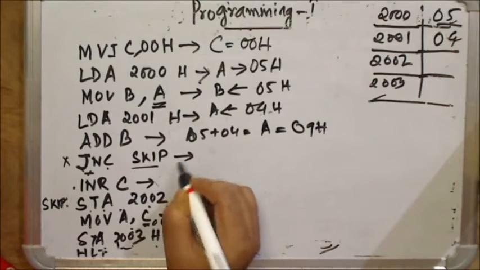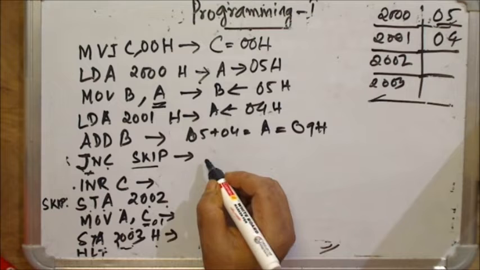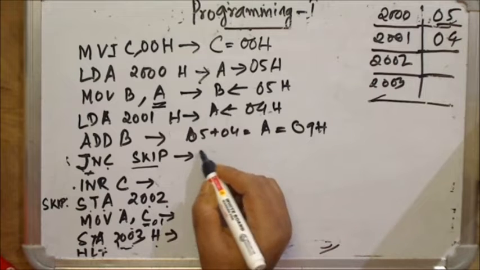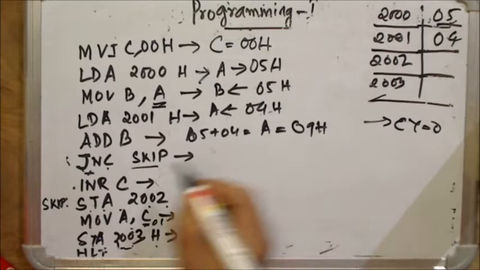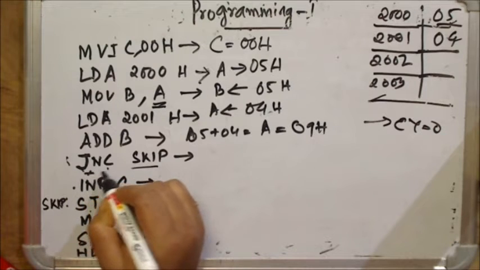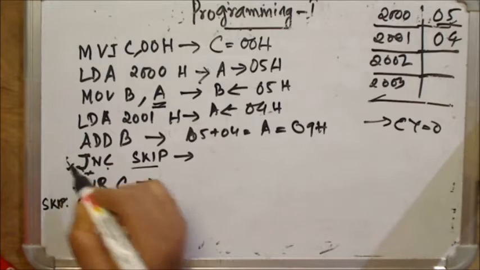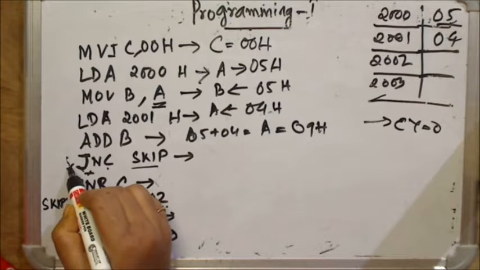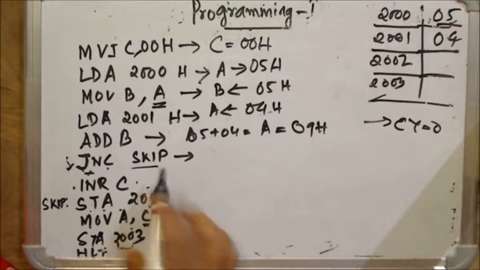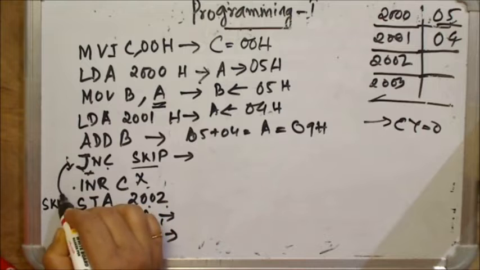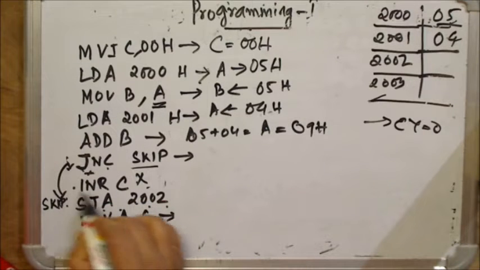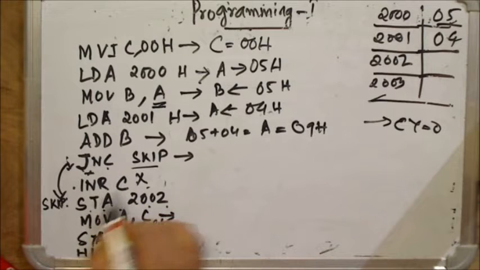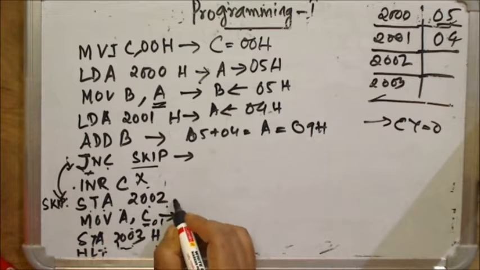Okay. JNC, it will check the carry flag now, whether the carry flag is 0 or 1. See, here the carry flag is 0, right? Carry is not set, so it will jump if no carry. So this condition becomes true. If this condition becomes true, this INR C will not be executed. It will directly jump to skip, because there is no carry. So jump if no carry to skip.